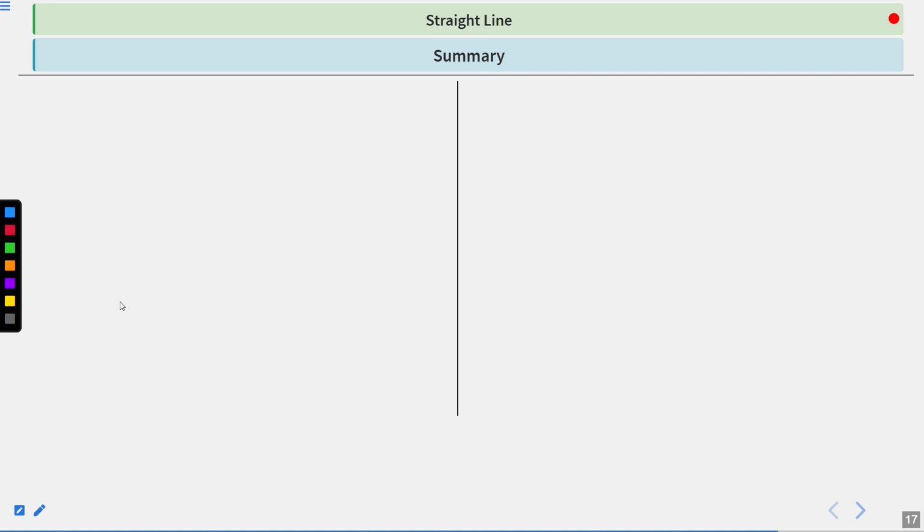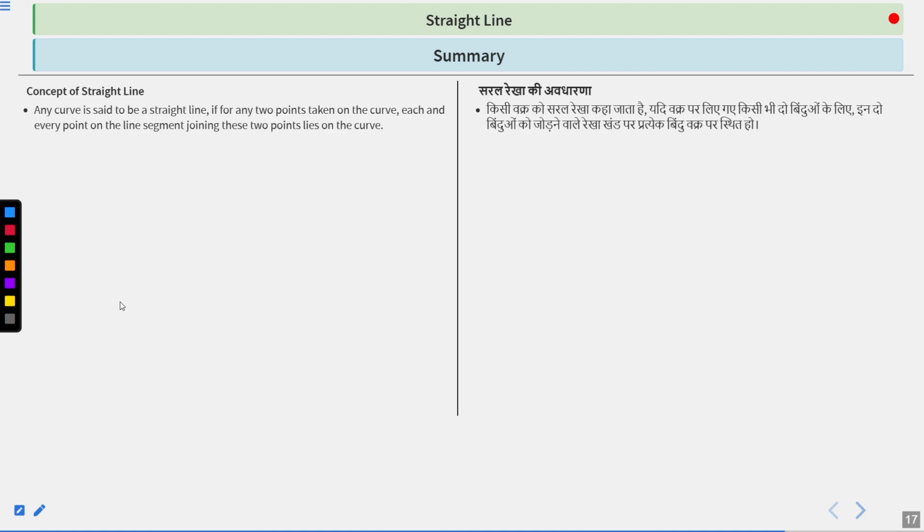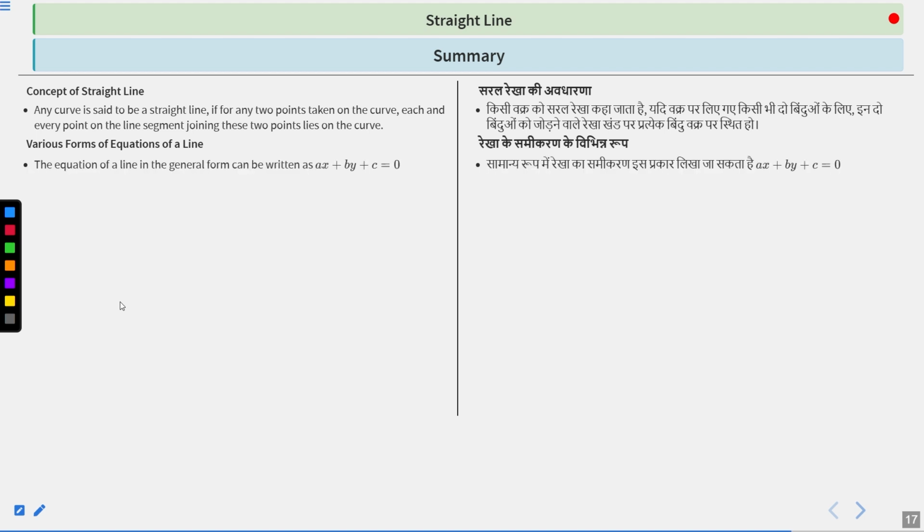So let's see the summary of this chapter, what we have discussed till now. We have discussed the concept of straight line, in which we have seen any curve is said to be a straight line if for any 2 points taken on the curve, each and every point on the line segment joining these 2 points lies on the curve, right? Now various forms of equation of a line, in which we have seen the equation of a line in the general form can be written as ax plus by plus c equal to 0.